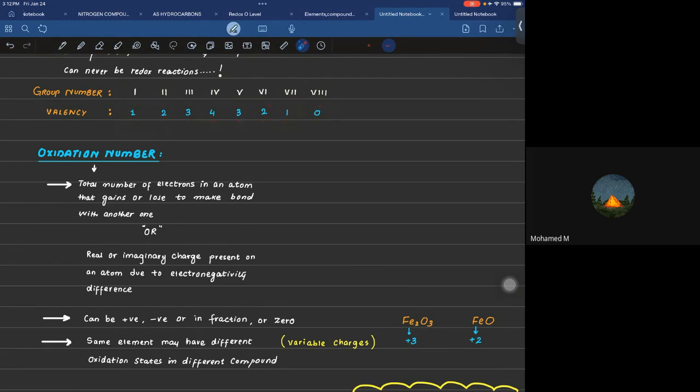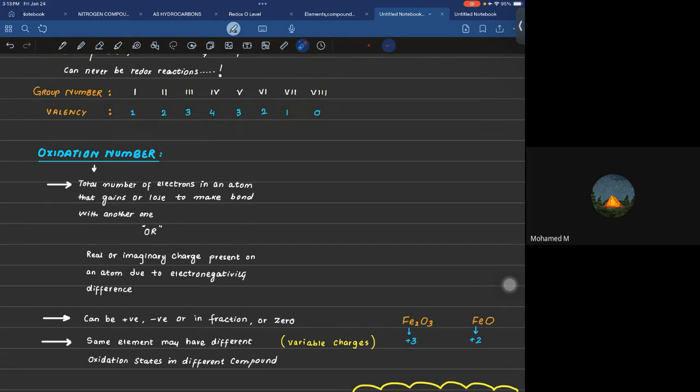If you notice, I didn't write any charge, whether positive or negative, because this is called the valency. It's the combining capacity of an element.